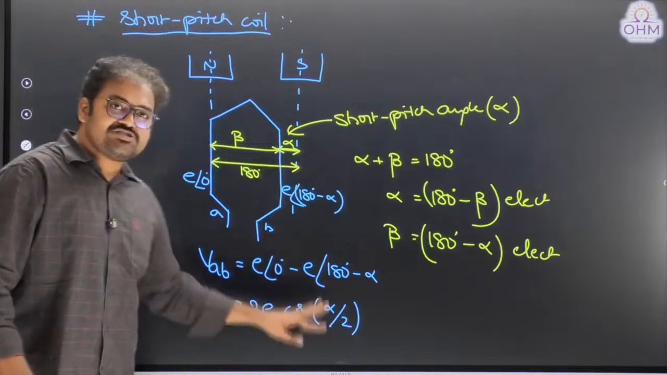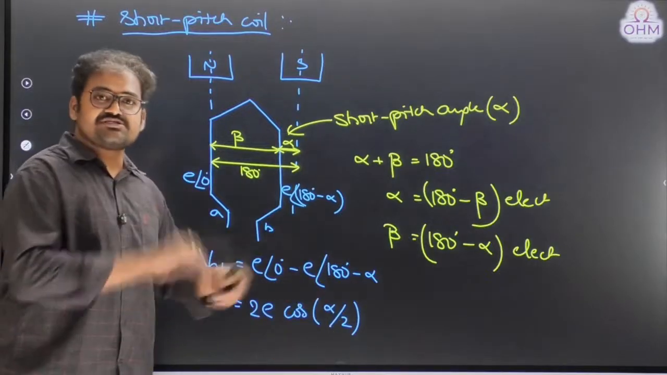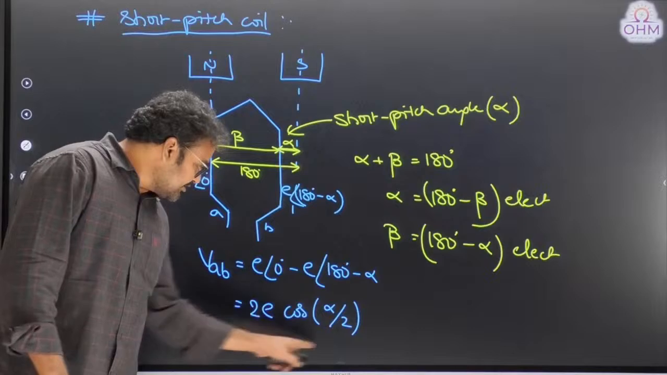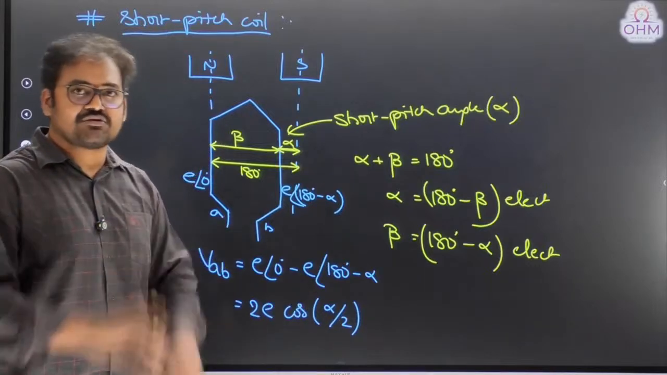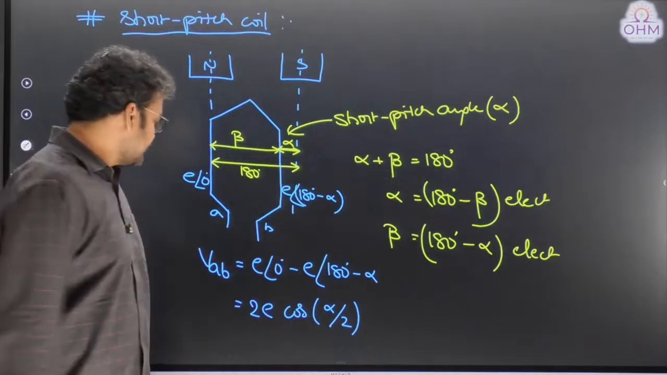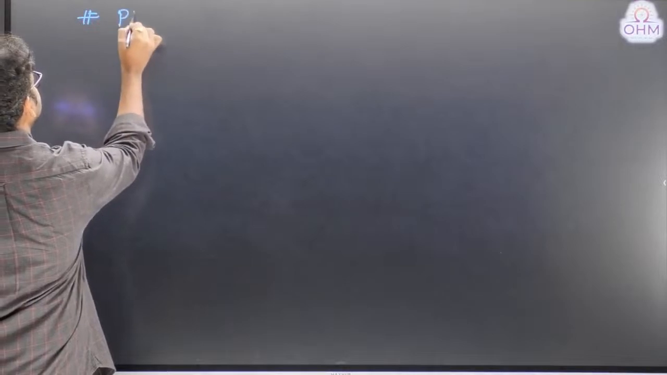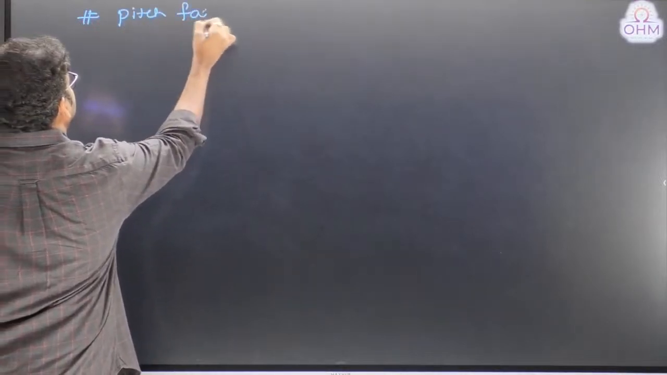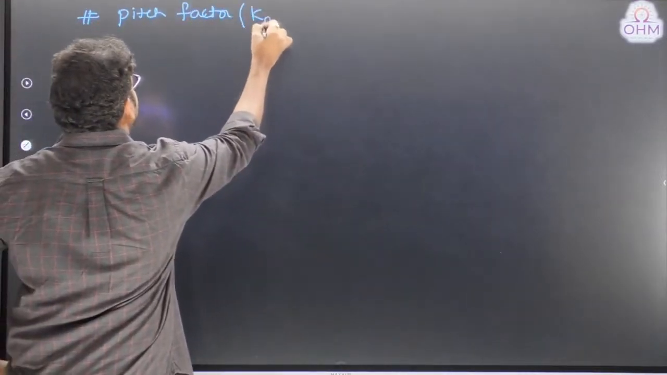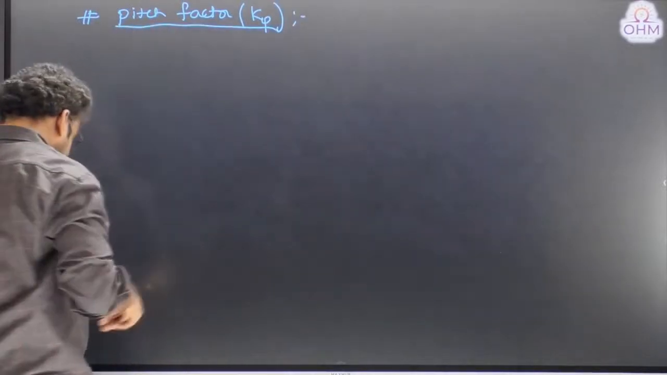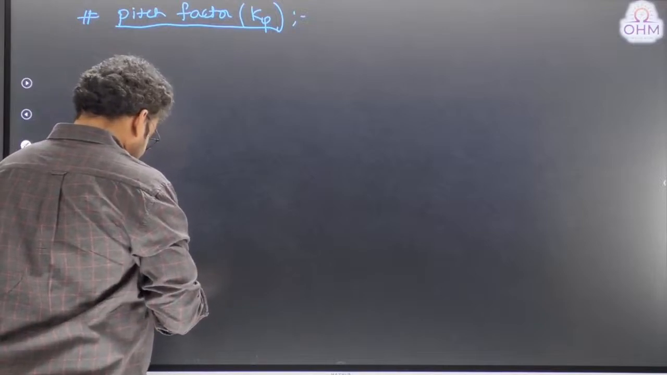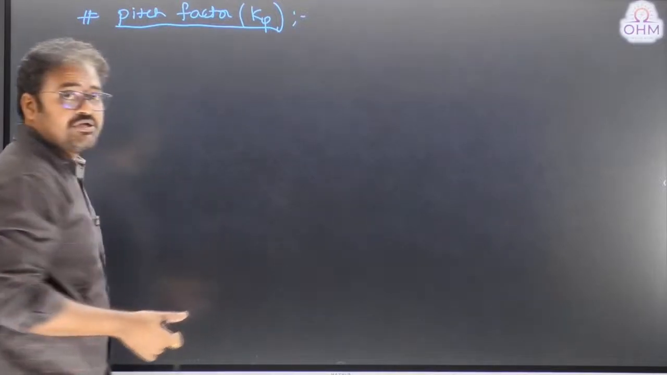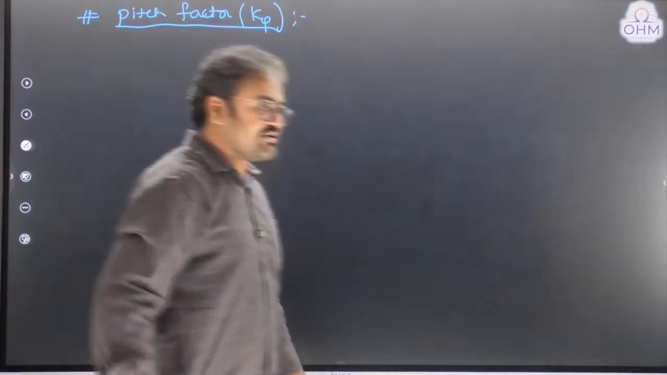This is not like algebraic summation, this is vectorial summation. And this factor cos alpha by 2 is what we call the short pitch factor, or simply pitch factor. Let's see the next important term, pitch factor. Pitch factor is represented with the letter Kp. So what is the definition for pitch factor?